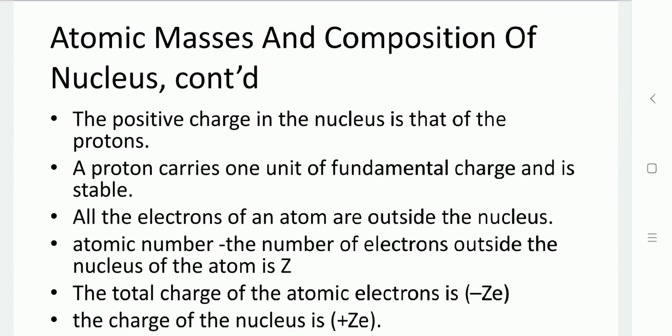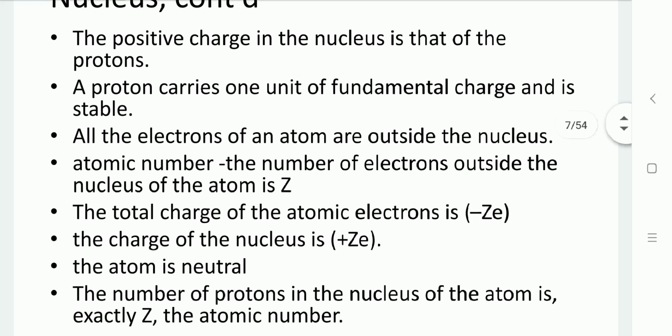The positive charge present in the nucleus is due to the protons. Protons carry the fundamental charge, which is stable. All the electrons lie outside the nucleus. The atomic number, denoted as Z, is the number of electrons moving outside of the nucleus. Electrons are negatively charged, having charge minus e. So the total charge of the atomic electrons is the charge of an electron, minus e, into the number of electrons Z, which gives minus Ze.